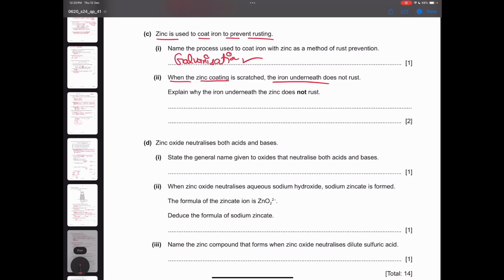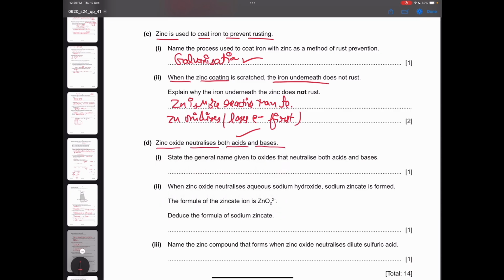So you need to mention zinc is more reactive than iron. So zinc oxidizes, or you can mention it loses electrons first. See, when we are saying metals react, it simply means they're getting oxidized. Metals form positive ions, so they lose electrons. Zinc oxide neutralizes both acids and bases. Amphoteric oxides: we know that the oxides which can act as a base as well as an acid are amphoteric oxides. Al2O3 is another example that we need to remember according to our syllabus. So keep that in mind as well.